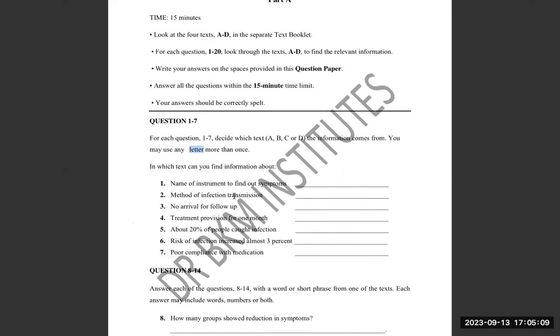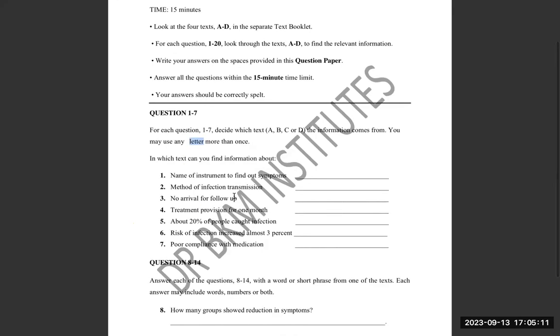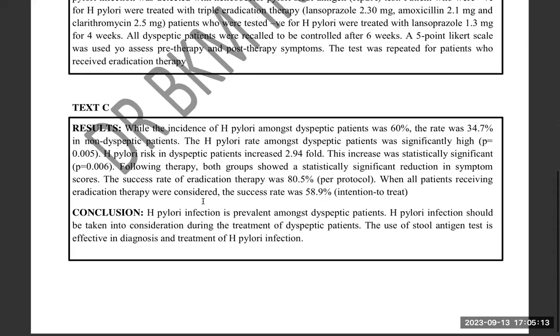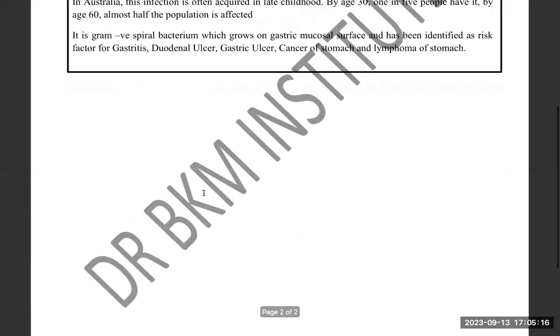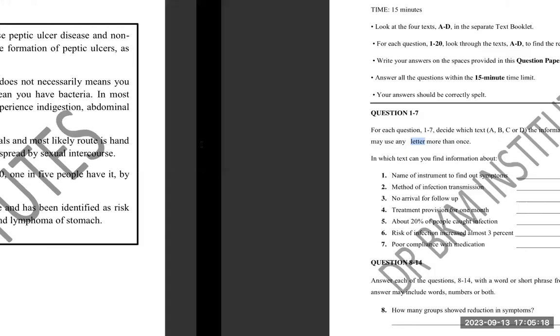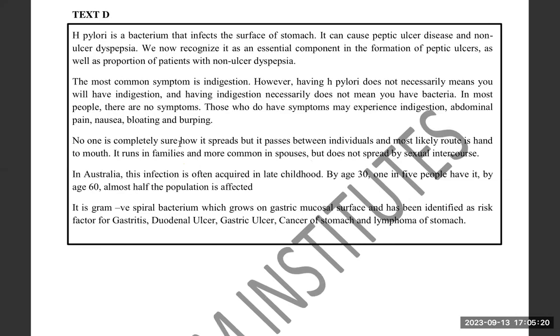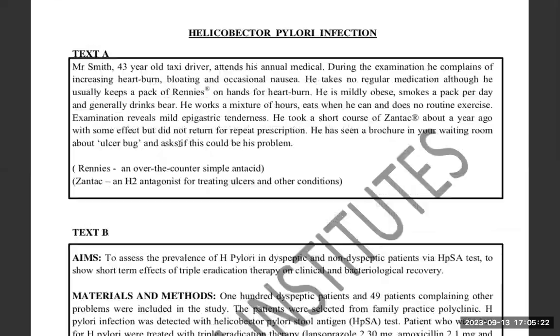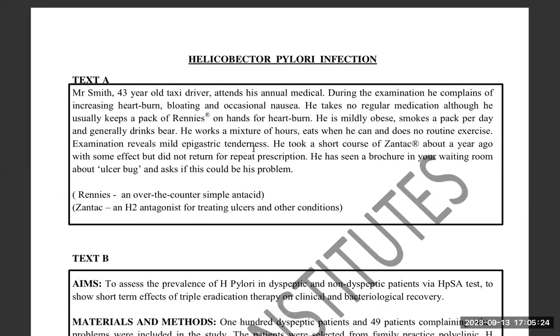Methods of infection transmission that I have done, for sure I will do with the spread word. Spread word was given in D. I will not change it. Can't really help because method of transmission should be in D only. Yeah, D. So I would keep it D.